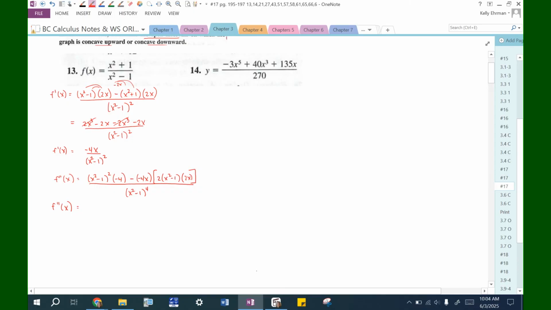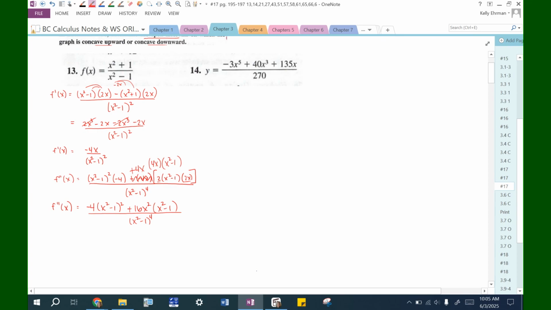And because we need to figure out when is f double prime equal to 0, I do need to clean up the top a little bit. So I'm just going to keep this out here. So negative 4 times x squared minus 1 squared. And then this can be plus 4x. And this is 4x. So plus 4x times x squared minus 1. So I just want to clean this up a bit. So plus 16x squared times x squared minus 1. And then it's still over x squared minus 1 to the fourth.